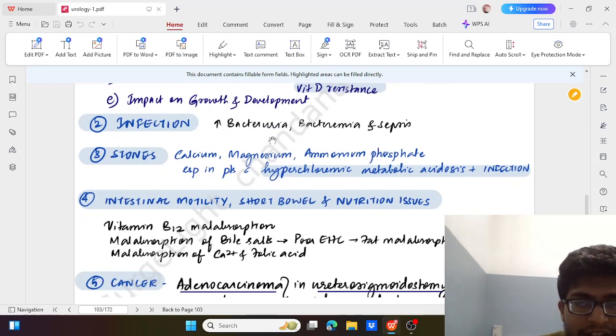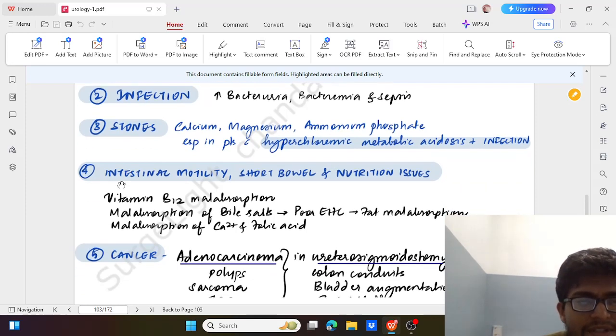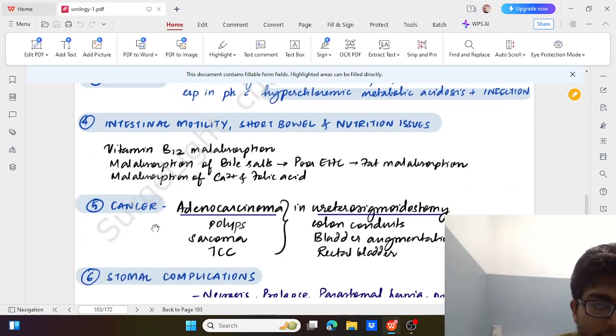Next is infection, that is bacteriuria and sepsis. Stones could be formed, calcium, magnesium, ammonium phosphate stones, especially in patients with hyperchloremic metabolic acidosis with infection. Then comes the effect on intestinal motility, short bowel, and nutritional issues. There could be vitamin B12 deficiency, malabsorption of bile salts leading to poor enterohepatic circulation causing fat malabsorption, then malabsorption of calcium and folic acid. These are some of the intestinal issues that are faced.